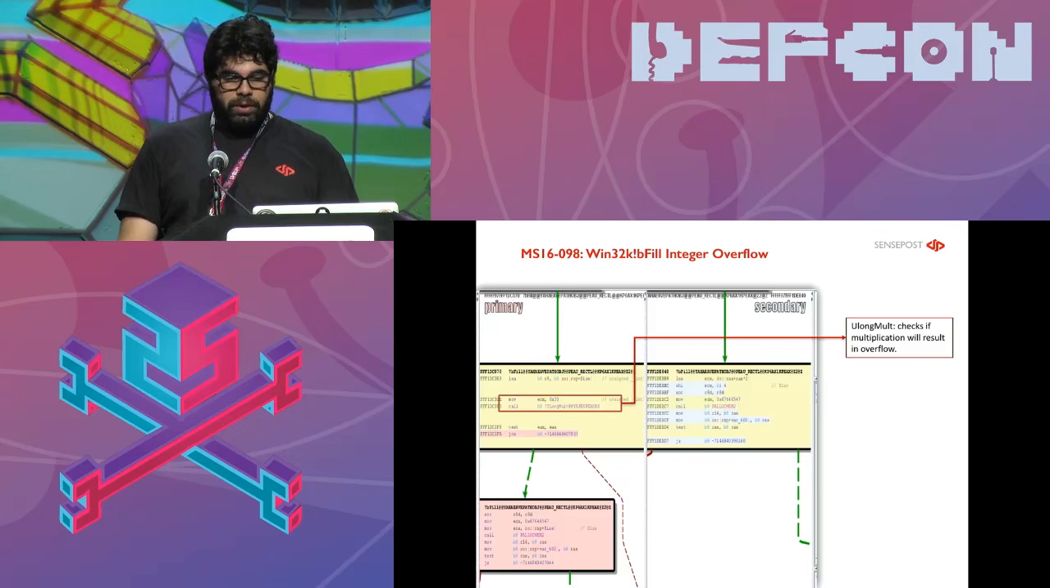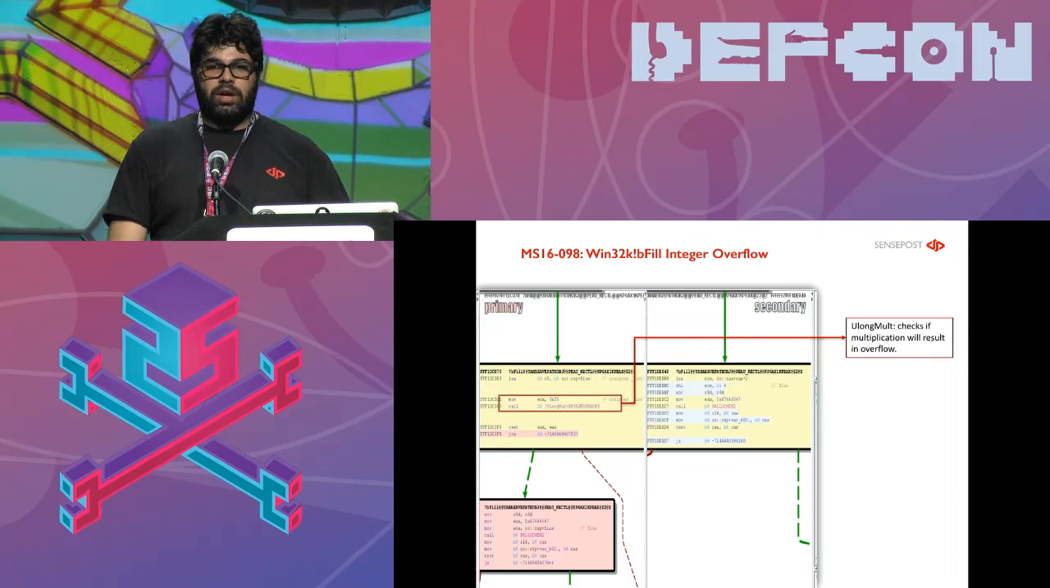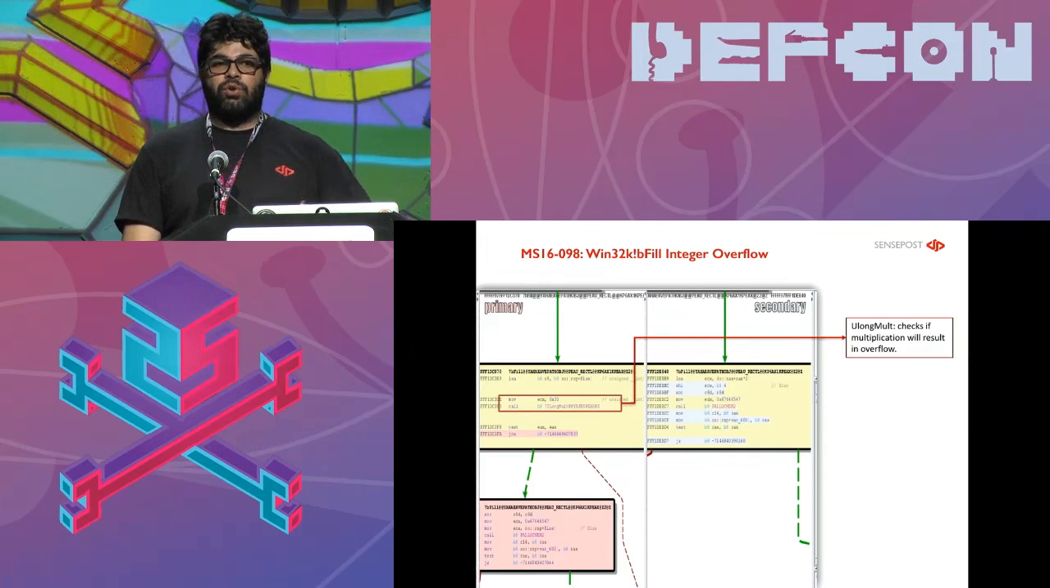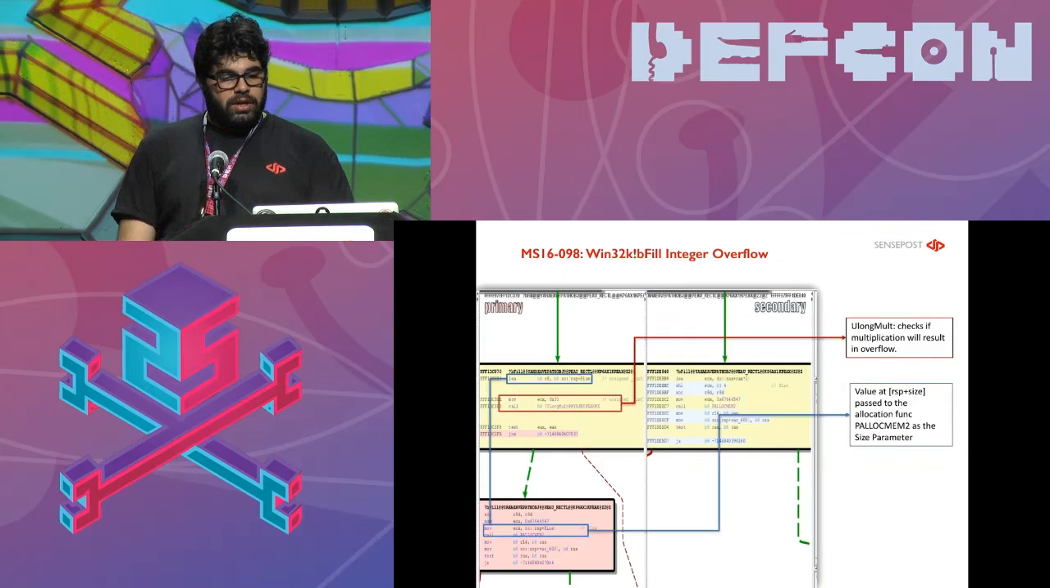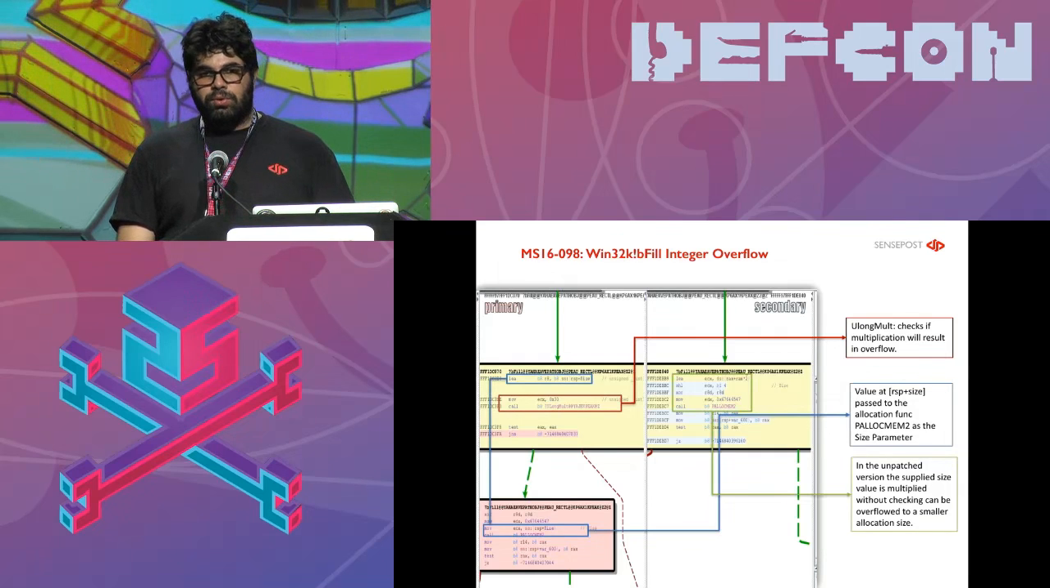If you look at the patch diffing, we notice that the function ULongMult is added to the fixed function, which effectively checks if the two integers supplied will result in an overflowed value, and then it will pass this value back to an allocation function. That's the patched version. The unpatched version, though, will do some calculations on a register and then pass the value directly into an allocation function that will allocate that value.